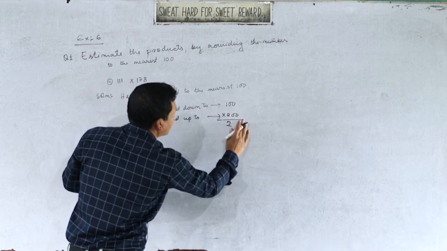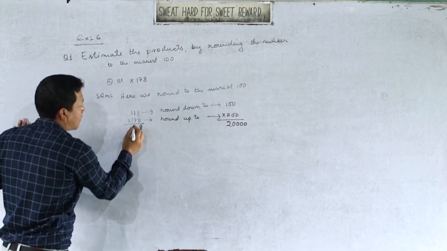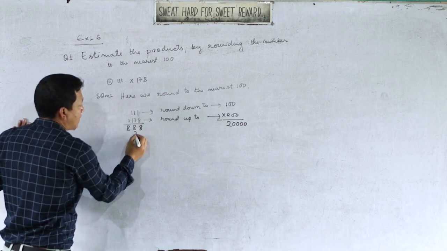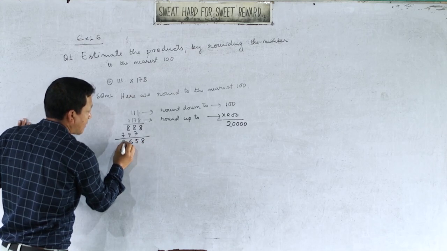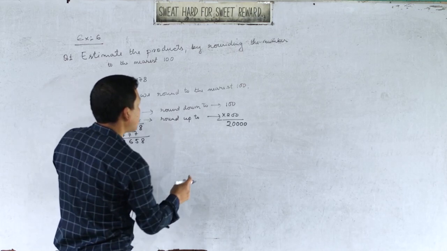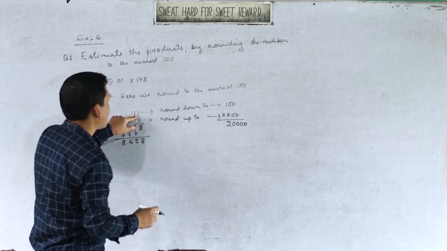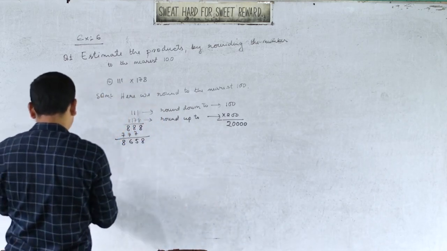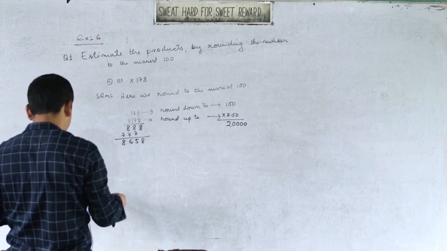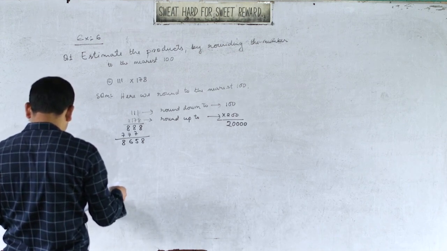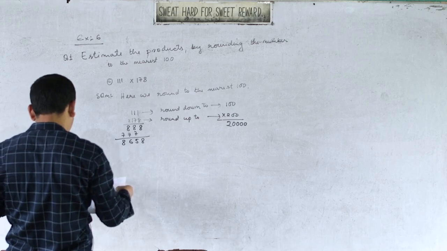4 zeros. Then, 8 ones are 8. 7 ones are 7. 8, 15, 16, 8. The number is 6, 6, 6, 6, 6, 6.